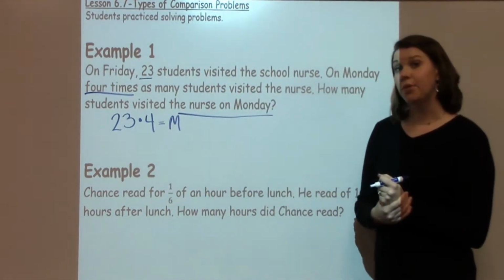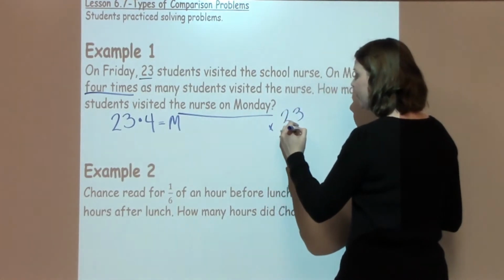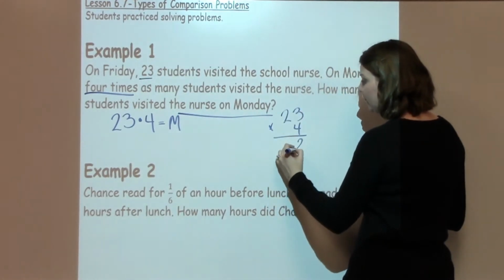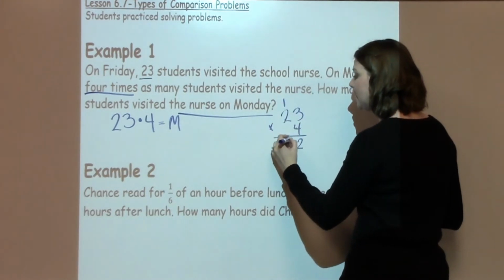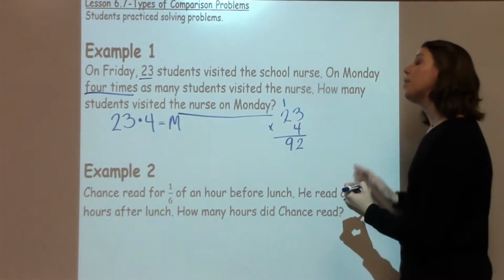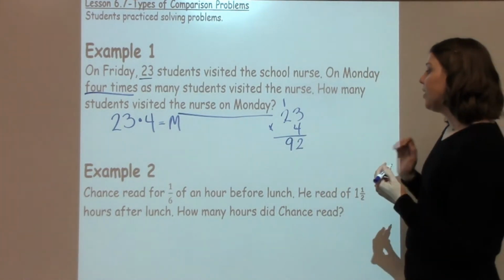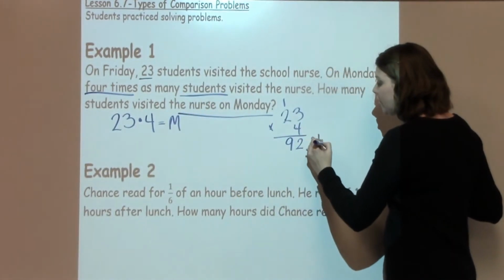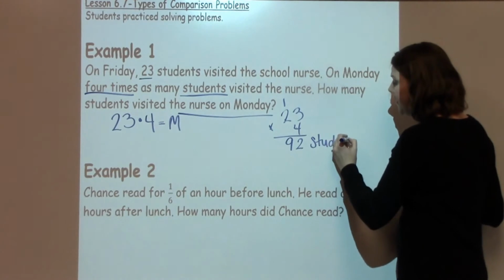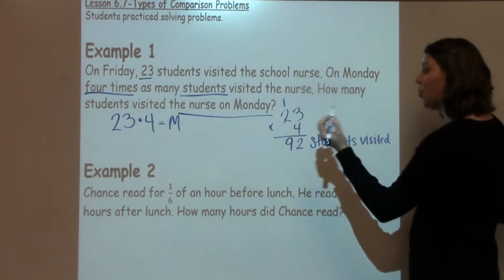Now this becomes just a simple multiplication problem, so I need to just take 23 times 4. 3 times 4 is 12, carry my 1. 2 times 4 is 8, plus 1 more is 9. So I have 92. Going back into my problem to make sure I have the appropriate label, I'm going to write down 92 students. Now to answer this entire question, I would say 92 students visited on Monday. This makes sure that students remember that that's what the question is asking.